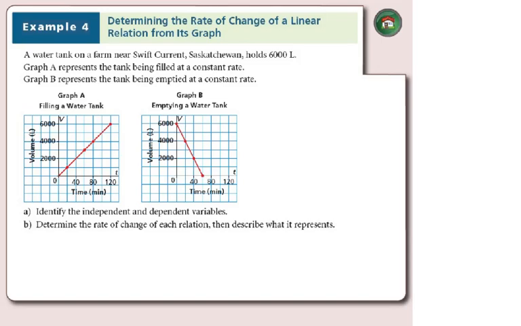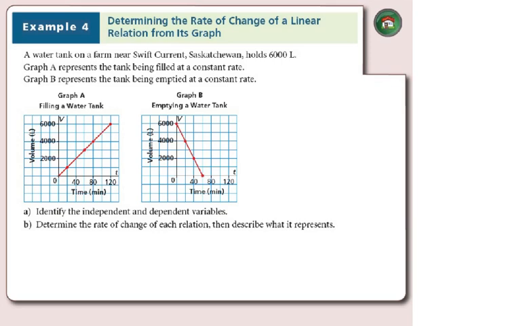The last example we're going to look at in this section is determining the rate of change. We've already done that by looking at the table, but now we're going to do that by looking at the graph. So we have two graphs. The first one on the left deals with filling the water tank. The second one deals with emptying the water tank.